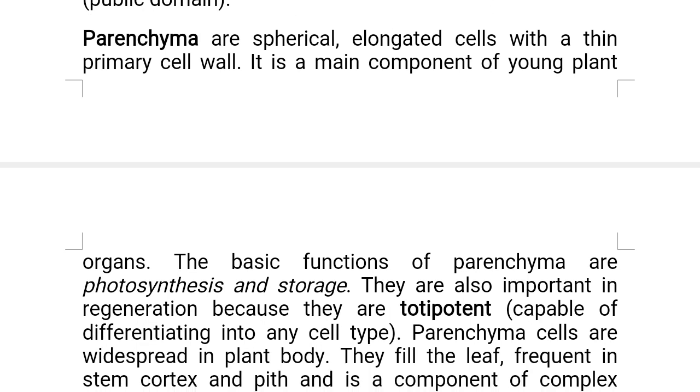So let's look at the parenchyma. The parenchyma has spherical or elongated cells with a thin primary cell wall. That means there is no secondary cell wall, as in the case of sclerenchyma and collenchyma. Basically the cell walls are very thin and of the primary type. In fact, scientists call the parenchyma packing tissue or packing cells.